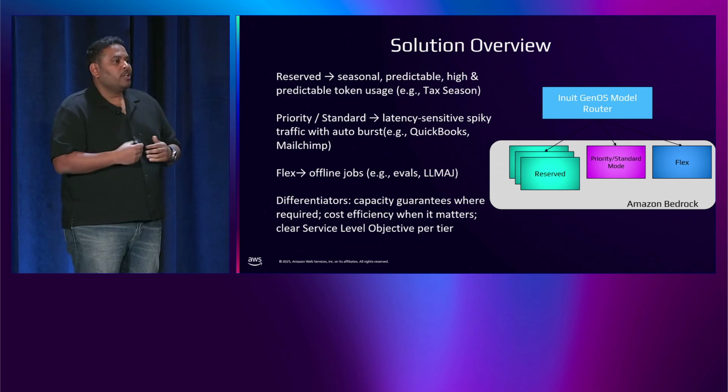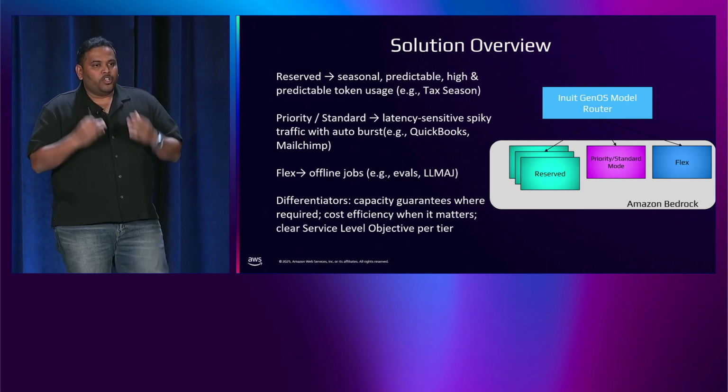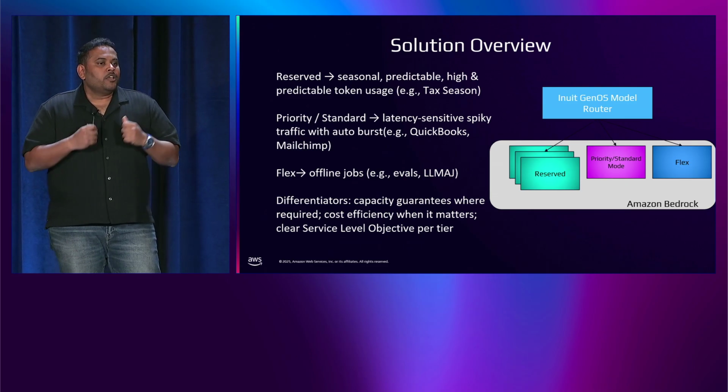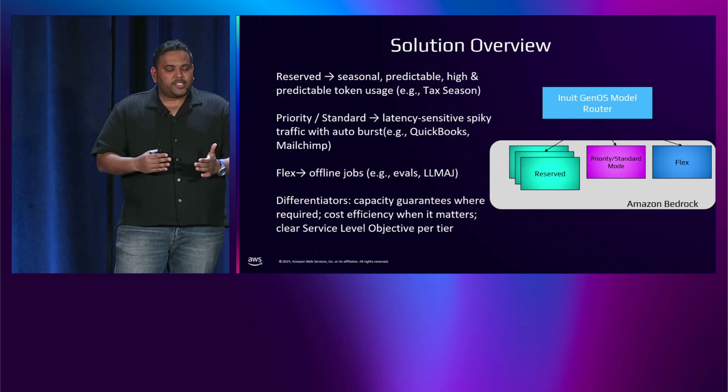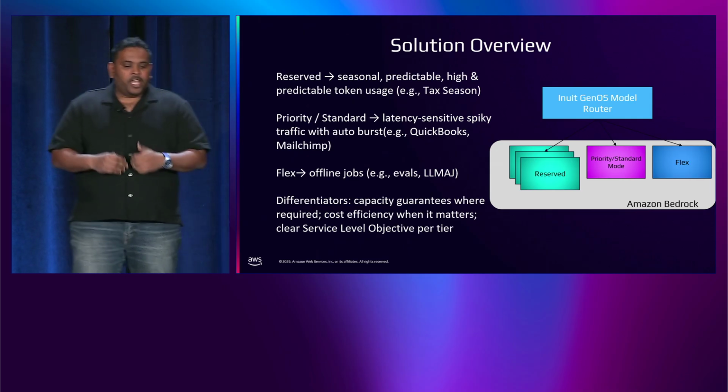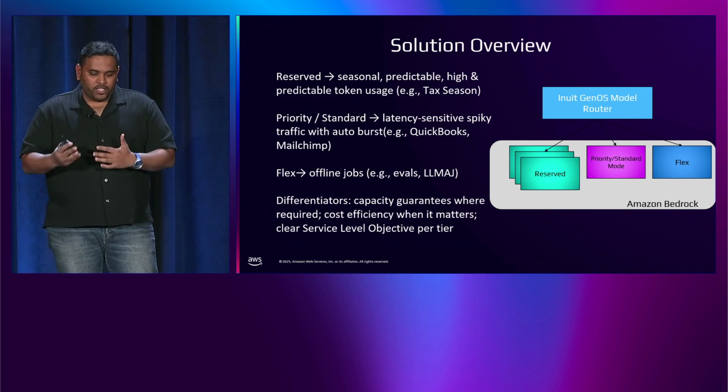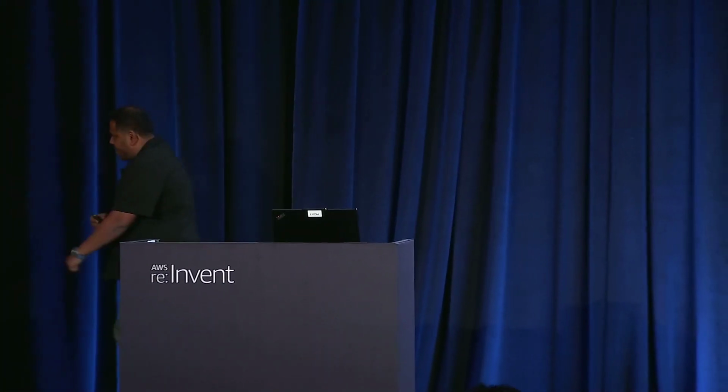So we have Reserved, which is very seasonal, where we know we need guaranteed capacity; Priority and Standard, which is latency sensitive but spiky in nature; and Flex for non-critical and offline jobs. With that, I'll hand it over to Ankur, who will cover the technical details.